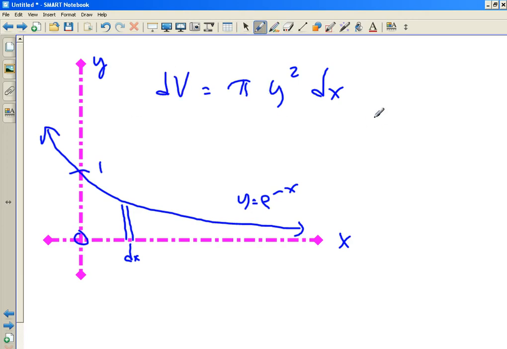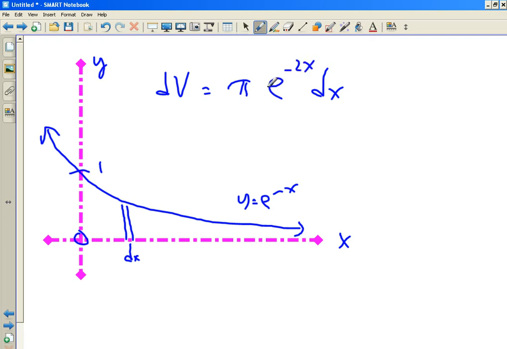Remember this stuff? Now, remember on the AP, very often they give you some weird verbiage. They say, set up an integral of a single real variable. What are they talking about? They don't want to see y's and x's, right? But who's y? E to the negative x. And how do you square e to the negative x? E to the negative 2x. So that's what I'm going to write. Okay. E to the negative 2x.